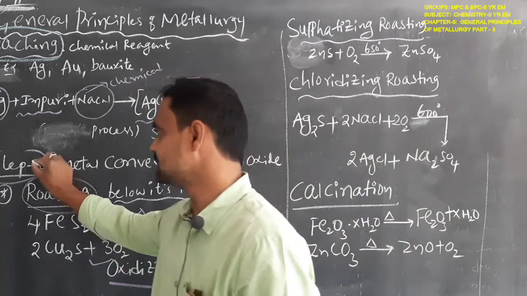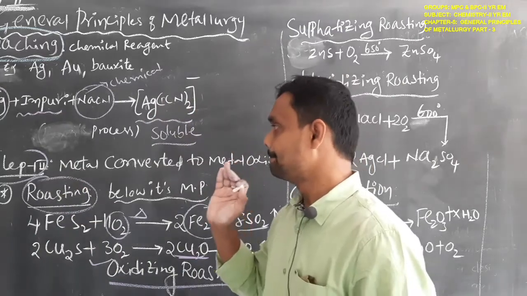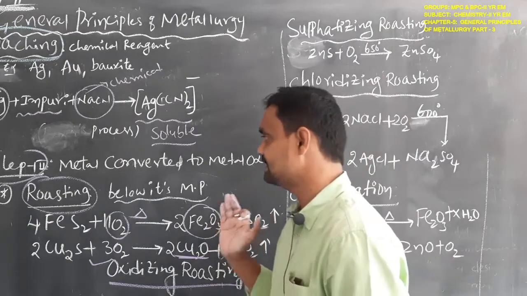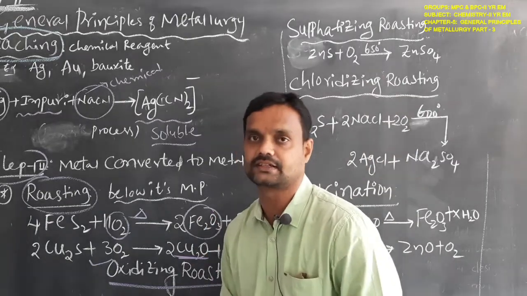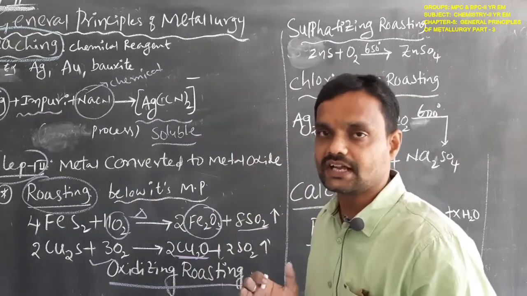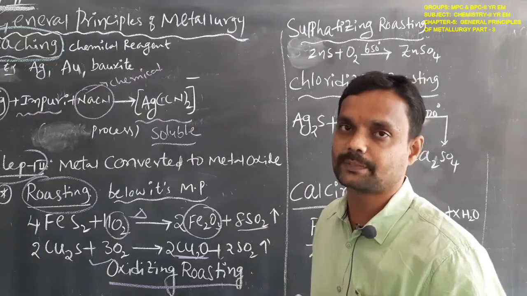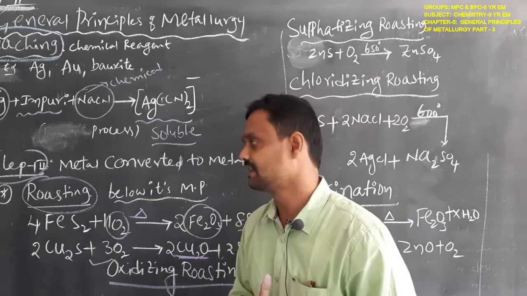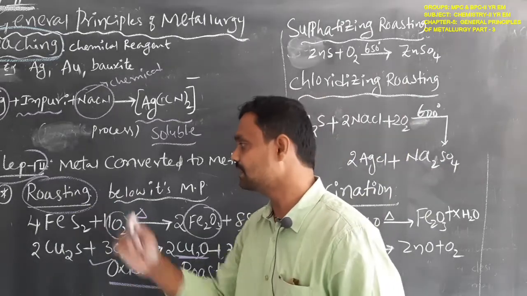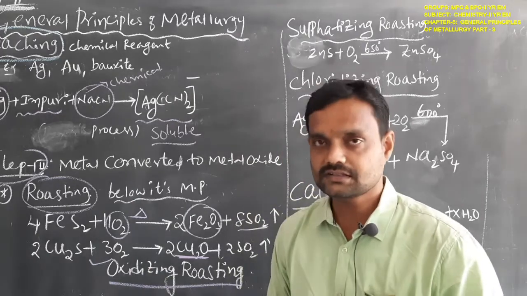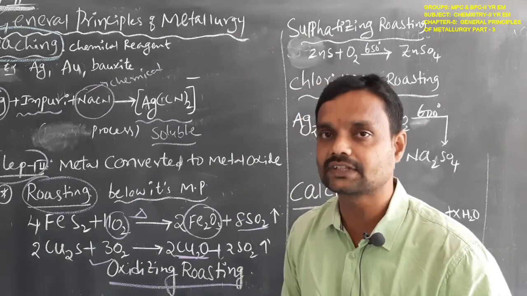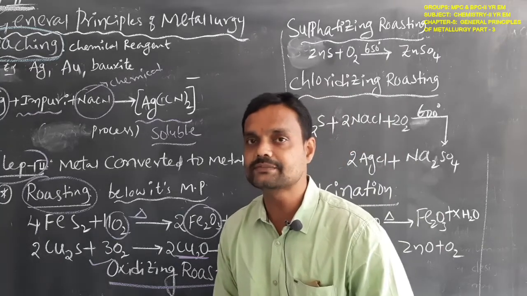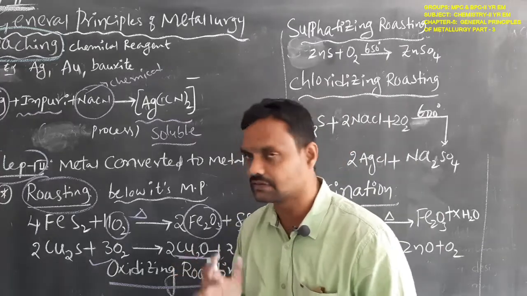Next step, that is the third step, is the metal is converted to its metal oxide. Here also there are different types of methods for converting the metal to its metal oxide. Among the different methods, one is the roasting method. Roasting means heating of the ore in the presence of excess air below its melting point, that is called roasting.